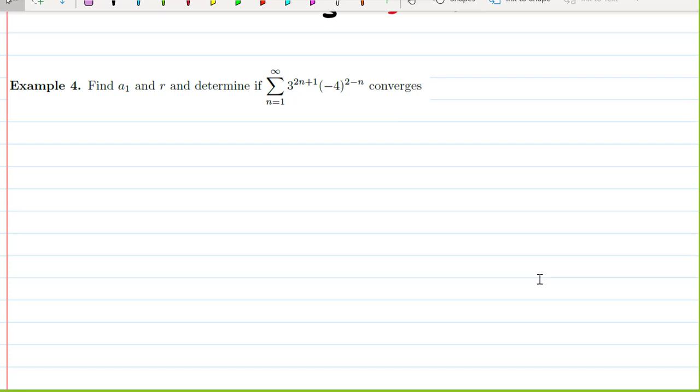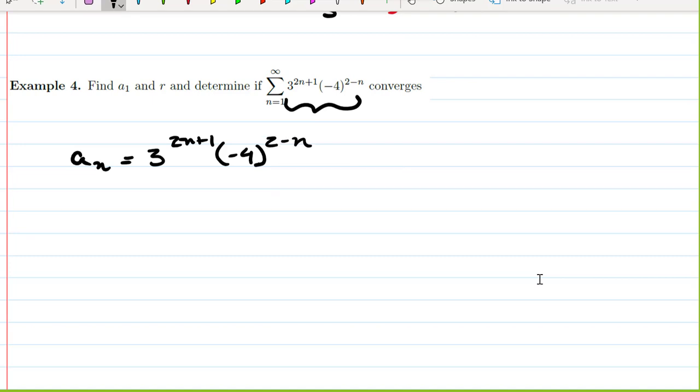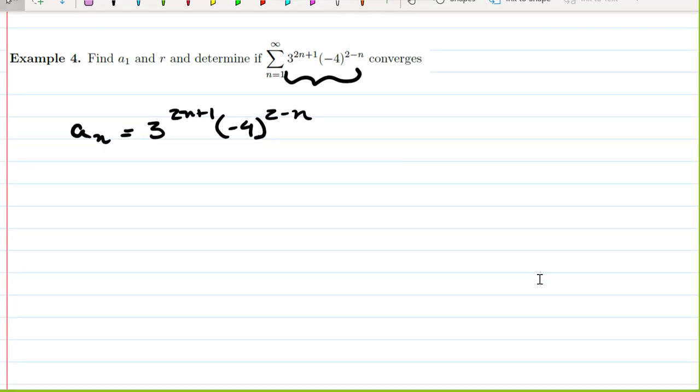So if we want to find A1, we don't really need to look any further than this. So A sub n is whatever that mess is, right? So 3 to the 2n plus 1 times negative 4 to the 2 minus n. And I'm going to do this two different ways to illustrate some different techniques.